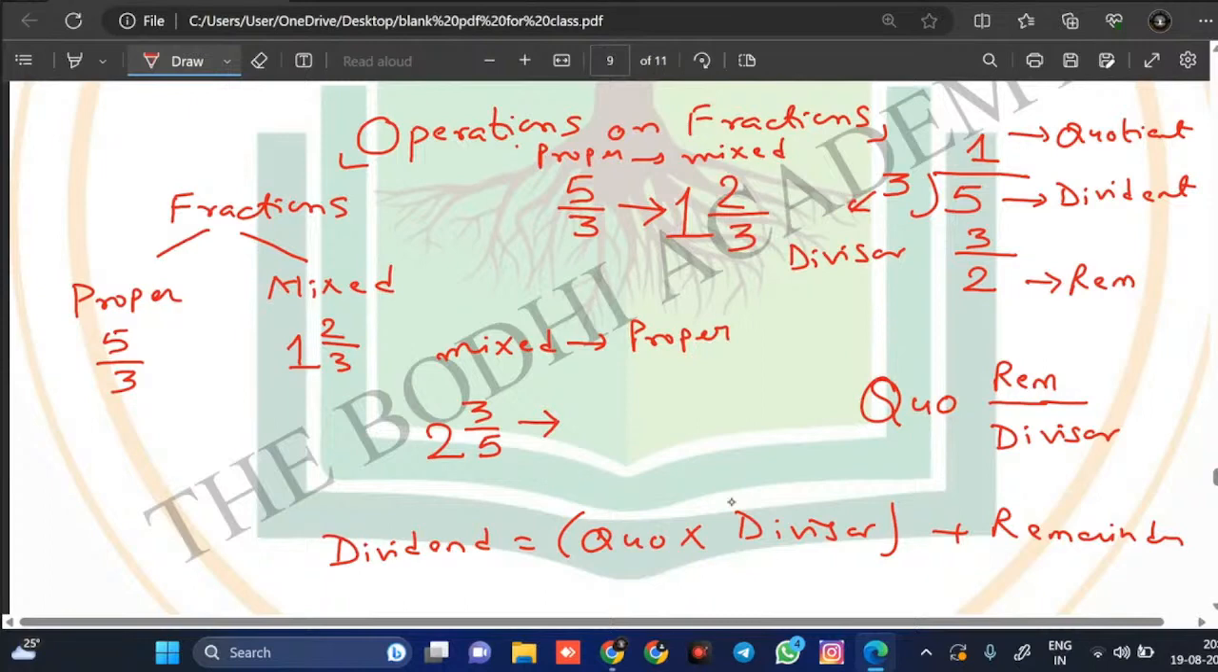When we write it, it is always dividend upon divisor. So my dividend is quotient into divisor: 2 multiplied by 5 is 10, 10 plus 3 is 13. So the answer is 13 divided by 5. This is my answer. So here we read how many kinds of fractions there are, proper fraction and mixed fraction, and we also saw how to convert a proper fraction into a mixed fraction and a mixed fraction into a proper fraction.